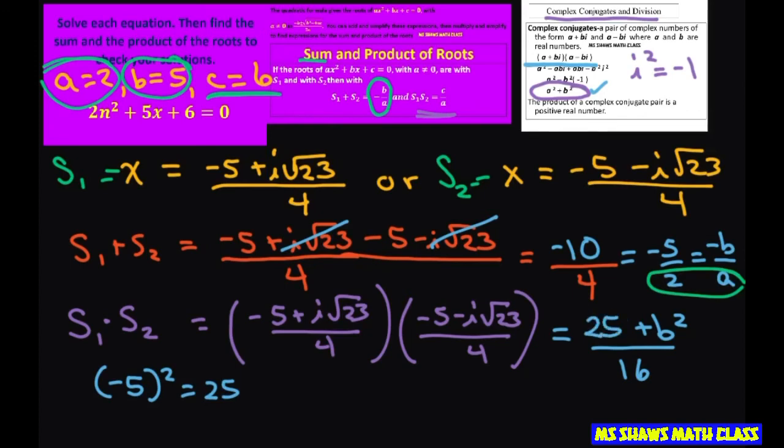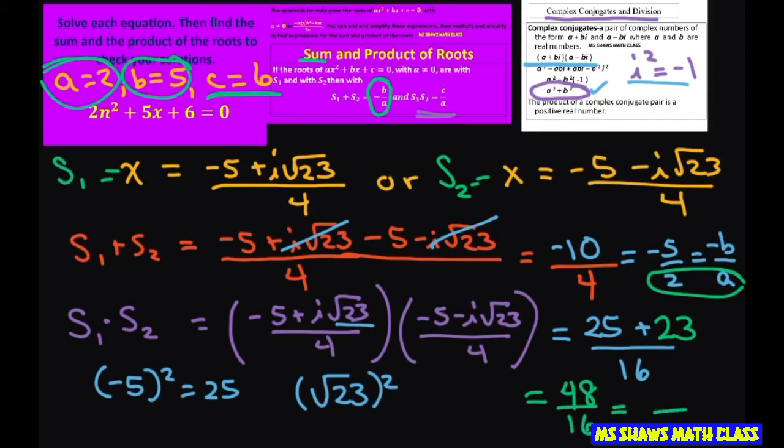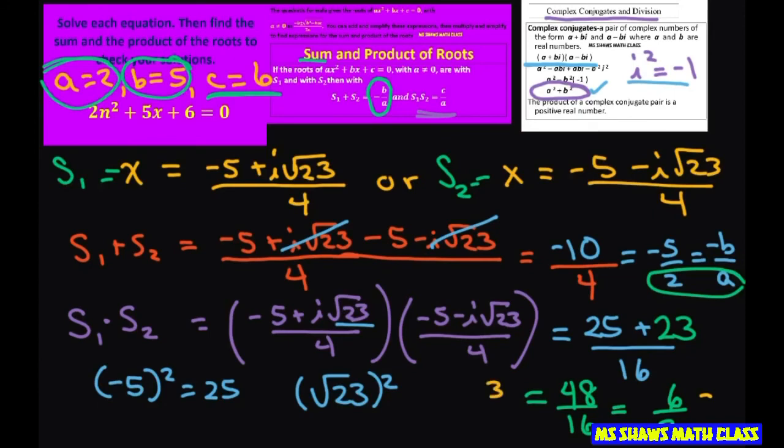So a squared is 25. Our b is the square root of 23, because remember, the i squared turns into negative 1. So the square root of 23 squared is 23. So let's write 23 here. This gives us 48 divided by 16, and that's going to equal 2 and 6. Now, if you actually reduce this, you would get 3. Whoops, sorry. If you reduce this, you would actually get 3 divided by 1.